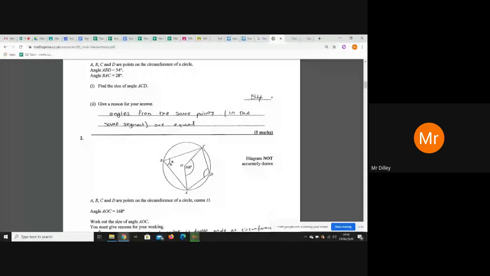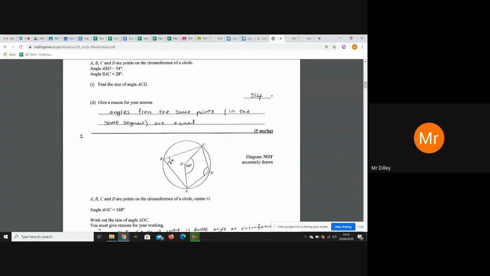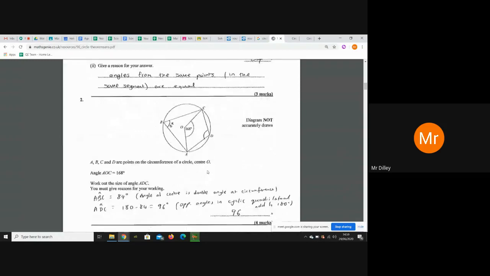However, B and D are on a cyclic quadrilateral and are opposite. So what you do on this question is you use the 168 to work out 84 is the angle at B, because the angle at the center is twice the angle at the circumference. Then D, opposite that, will be 96, because the pair of opposite angles add up to 180. You'll notice looking at the wording that you state the answer and then the reason. You've got to get used to writing those sentences out.